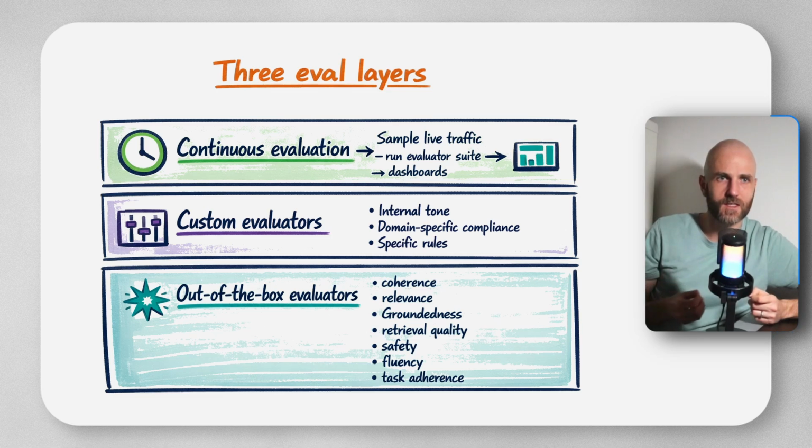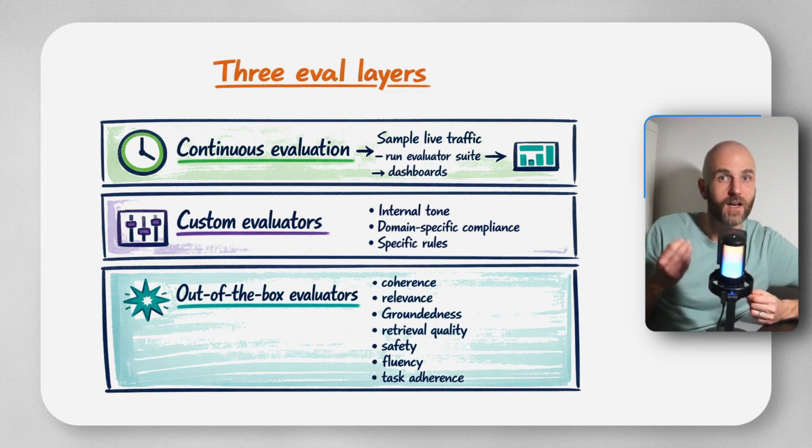The first layer is out of the box evaluators. I don't have to configure anything special. I can measure things like coherence, relevance, and groundedness. Retrieval quality, also safety, fluency, and task adherence. That gives me a baseline signal quickly. And the second layer is custom evaluators. This is where I encode what my business actually cares about, internal tone, domain-specific compliance, specific rules that don't map to a generic evaluator. And then the key piece is continuous evaluation.